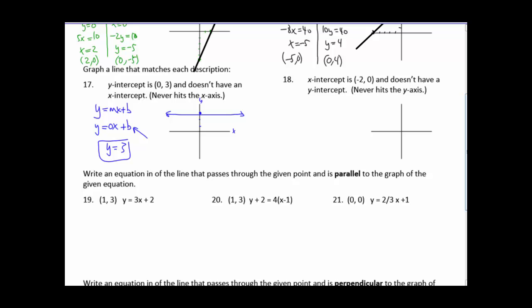18, we have an x-intercept of negative 2, 0. So we're going to go over to negative 2, 0. Put a point.